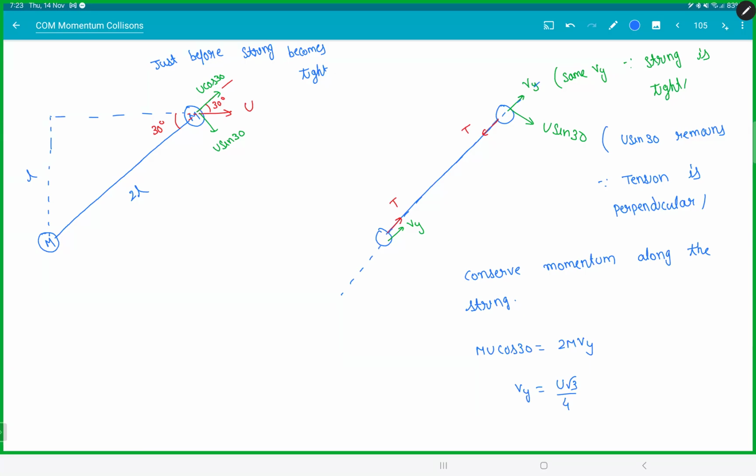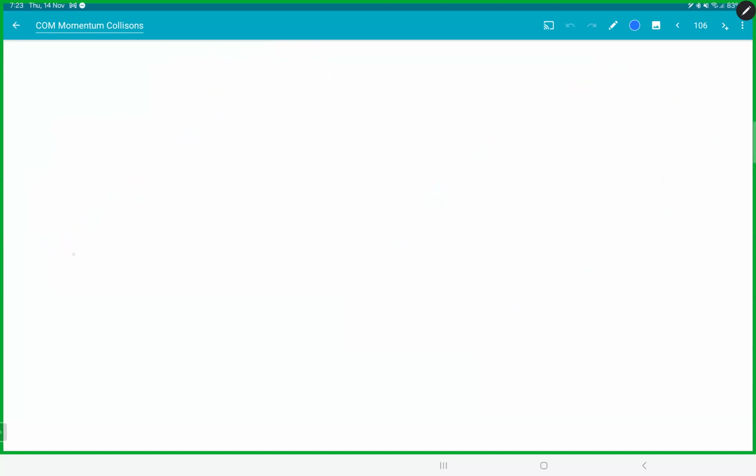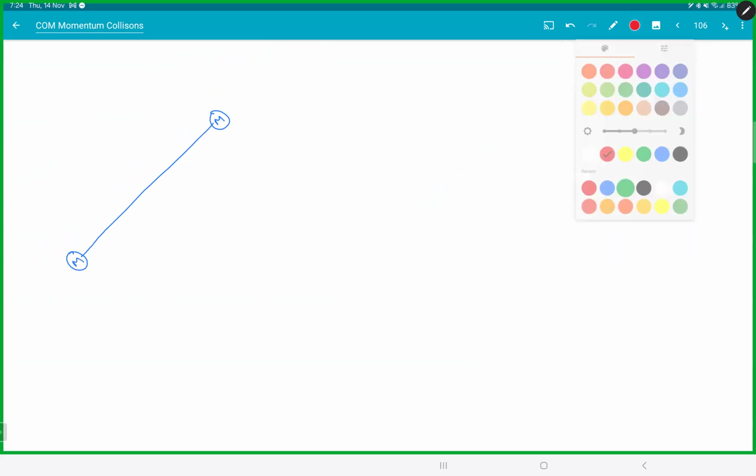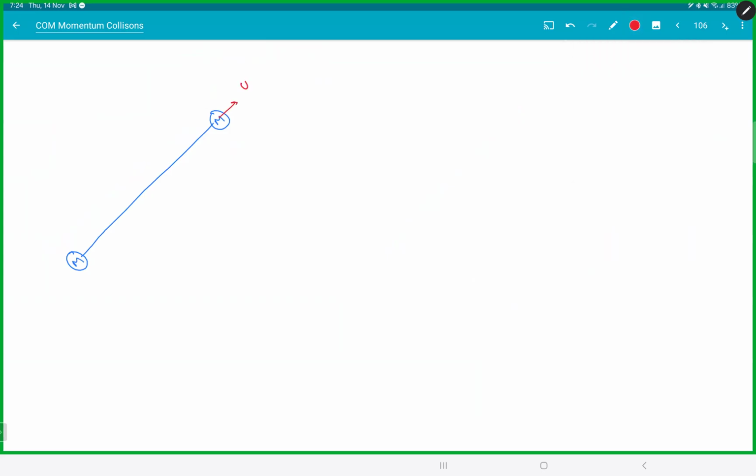So just after the string becomes tight, I will turn the page again. This is the scenario. This is M and this is M. This ball is going with u root 3 by 4. This thing also has velocity u by 2. And this is also going with u root 3 by 4. This is how the velocities will be.